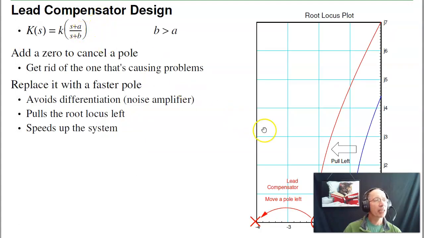And that's the idea behind a lead compensator. I'm going to add a 0. The 0 pulls the root locus left, and then unfortunately I have to add a pole. Put the pole out of harm's way, say 3 to 10 times further left.